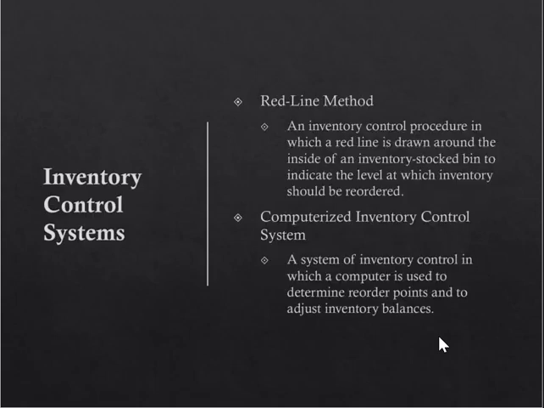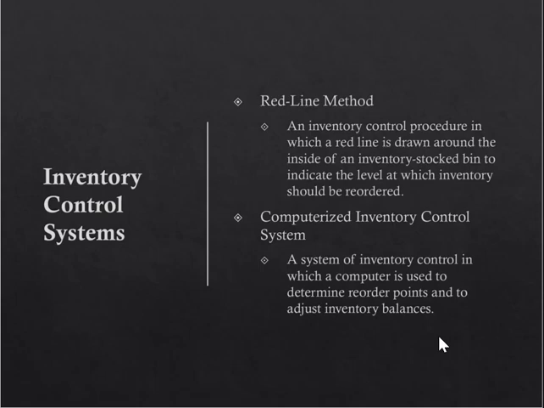For inventory control systems, you're often going to see a red line method, which is an inventory control procedure where a red line is drawn around the inside of an inventory bin. And once the inventory drops below the red line, that's when you reorder. That is how, when you look at the Japanese, the old Kanban system, and the original just-in-time systems, they tend to be driven around this red line method, where you would be able to take a quick look and determine whether you had enough inventory. You would essentially physically mark out where the reorder point was, and once you saw the reorder point hit, it would trigger someone to order the inventory.